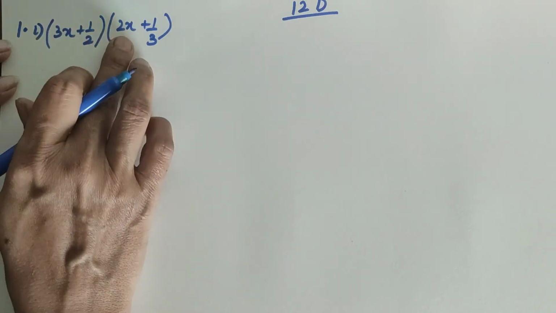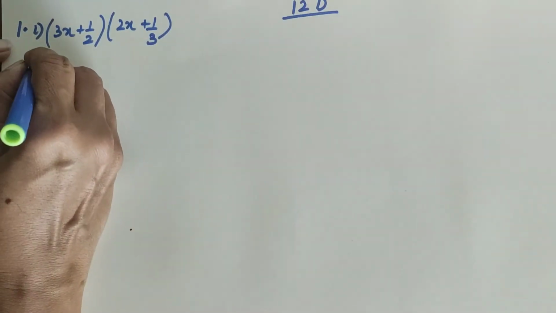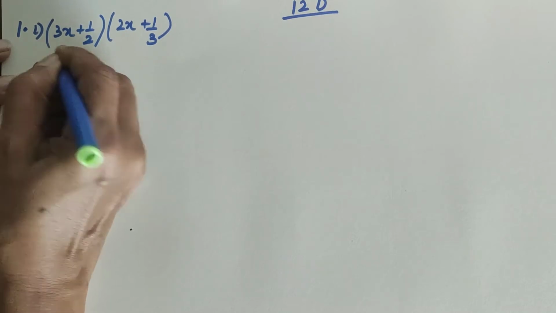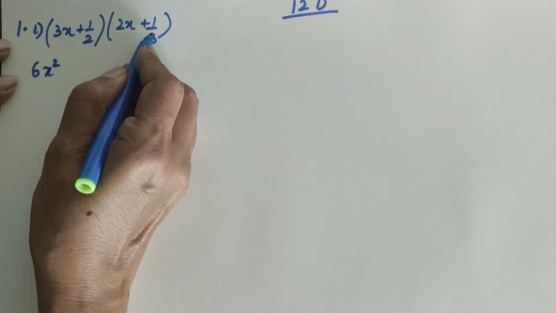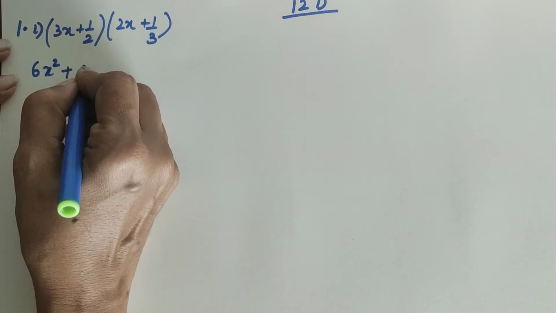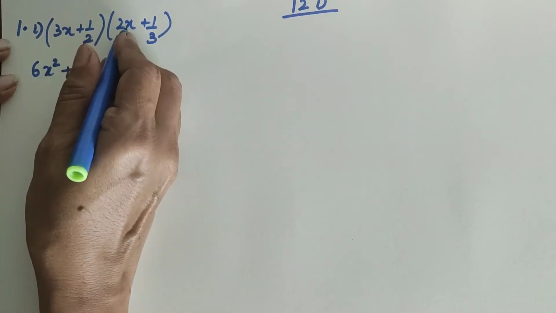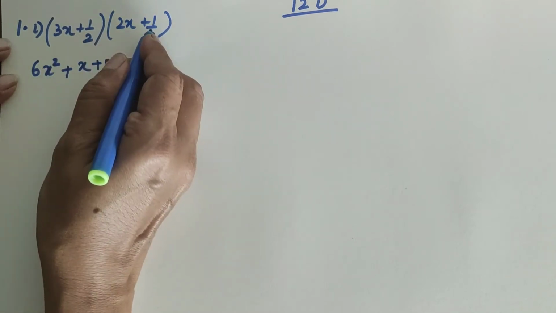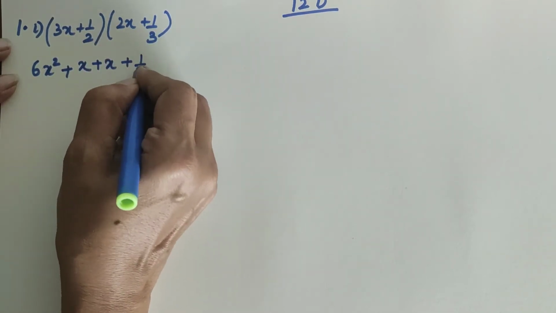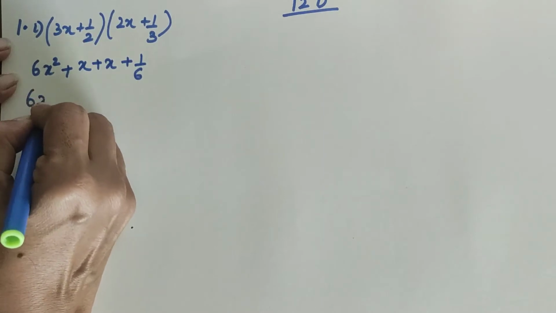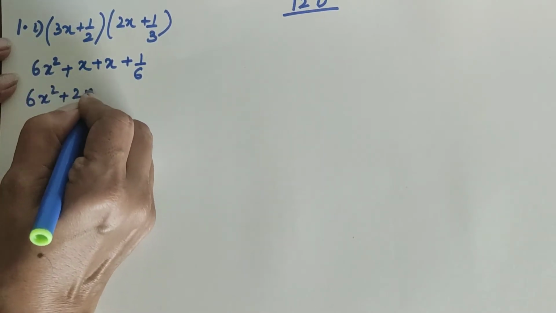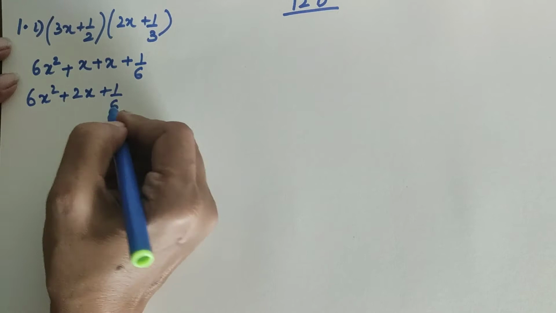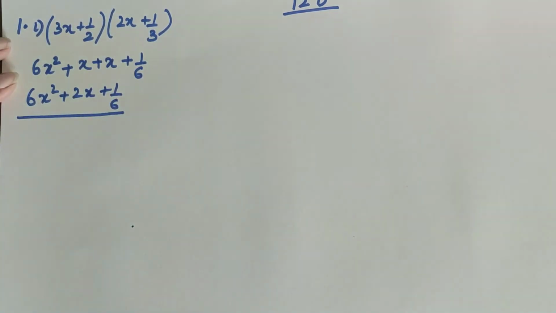So 3x into 2x gives you 6x square. 3x into 1 by 3 will give you x, plus 1 by 2 into 2x also gives you x, and 1 by 2 into 1 by 3 gives you 1 by 6. So it is 6x square plus 2x plus 1 by 6. This will be your first answer. Now we move to the next one.